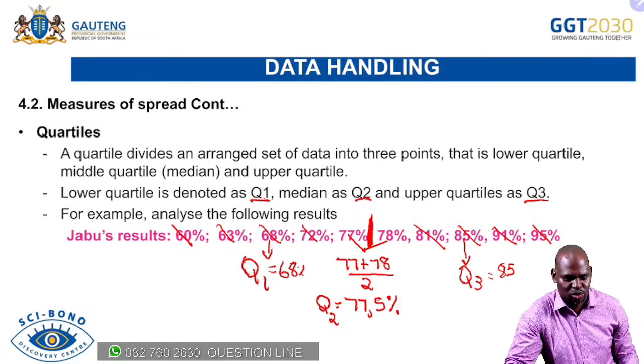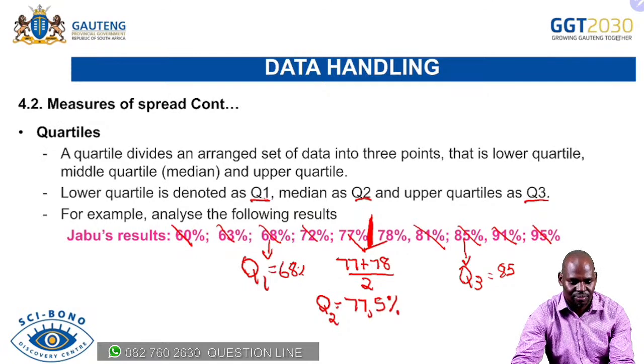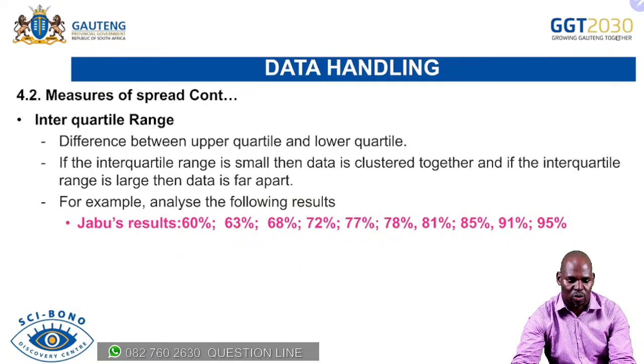Okay, then the next one is interquartile range. Remember we spoke about interquartile range as well. We said it is the difference between upper quartile and lower quartile, the difference between quartile 3 and quartile 1. So they say if the interquartile range is small, then the data is clustered together, and if the interquartile range is large, then the data is far apart.